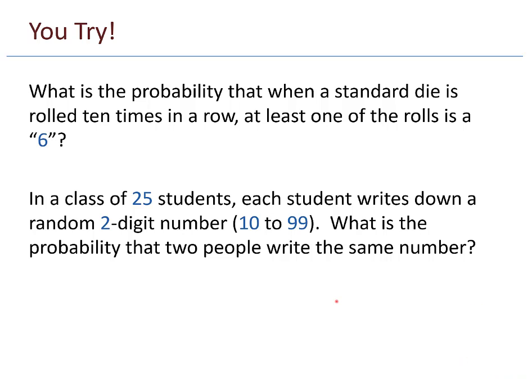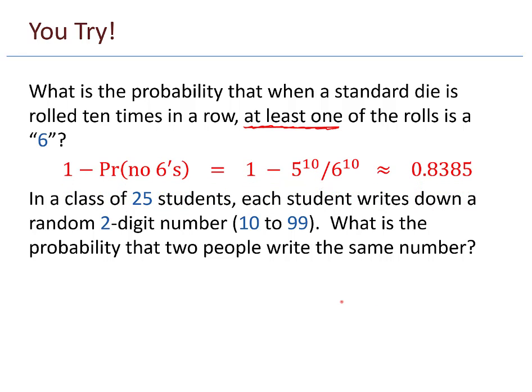So first one, what's the probability that when a standard die is rolled 10 times in a row, at least one of the rolls is a 6? This at least one occurs so often that should trigger something. When you see at least one, think of using the complement event, because the opposite of at least one, if that doesn't occur, then the answer is none. It never occurs. So I really want to compute 1 minus the probability that there are no 6s.